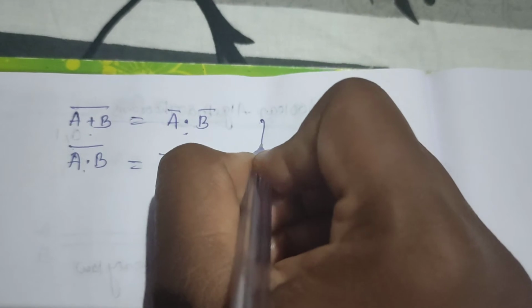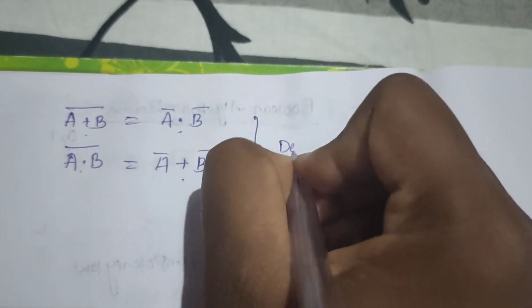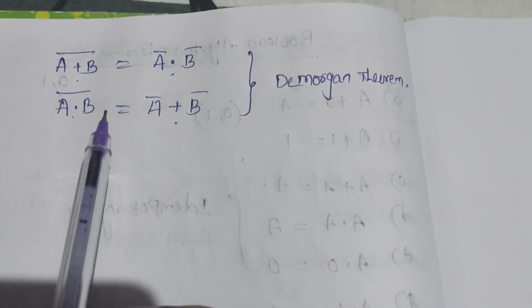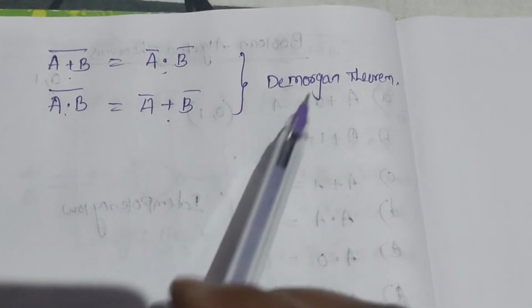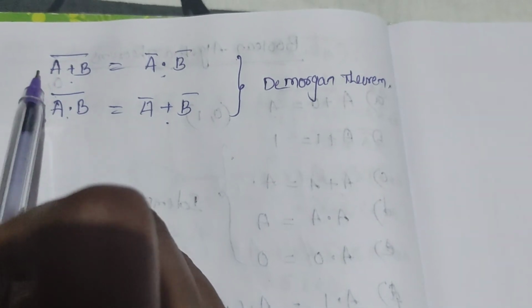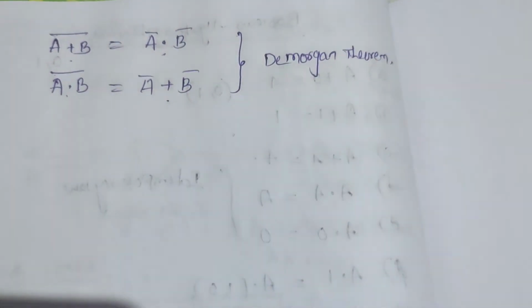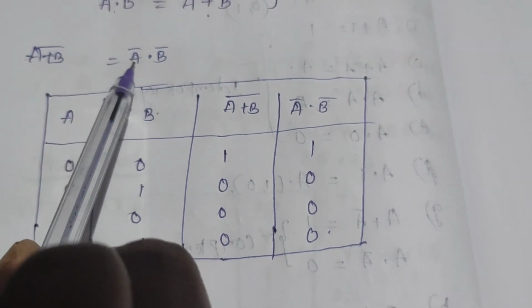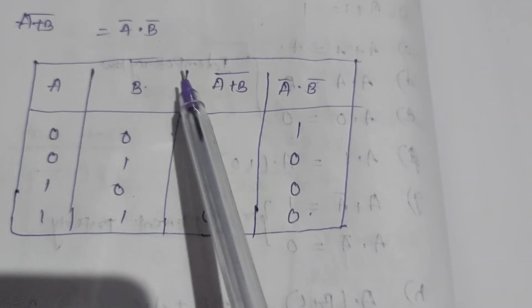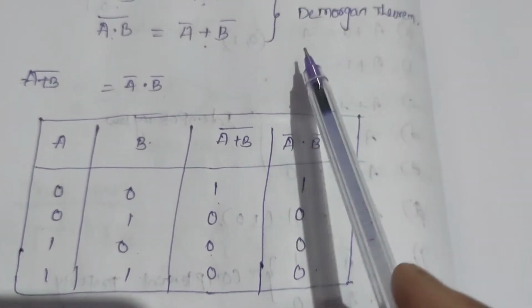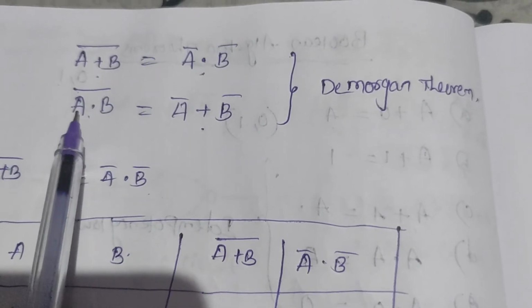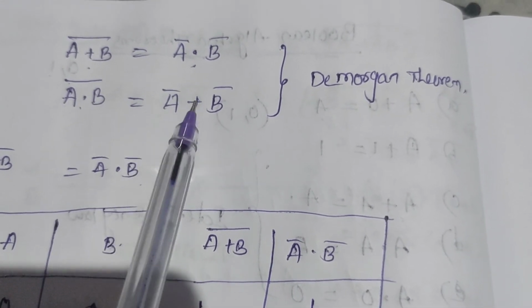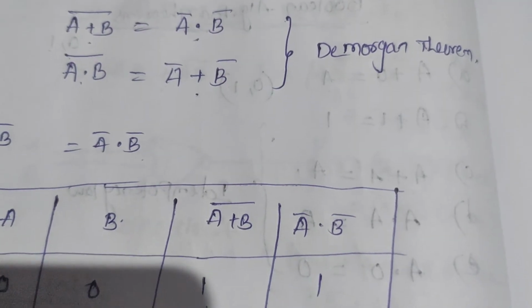So these two are nothing but De Morgan's theorem. So the duality theorem is used in De Morgan's theorem. Let us verify this with a truth table. (A plus b) whole bar is equal to a bar dot b bar. This we can verify with the truth table. De Morgan's theorem is the same for (a dot b) whole complement is equal to a complement plus b complement.